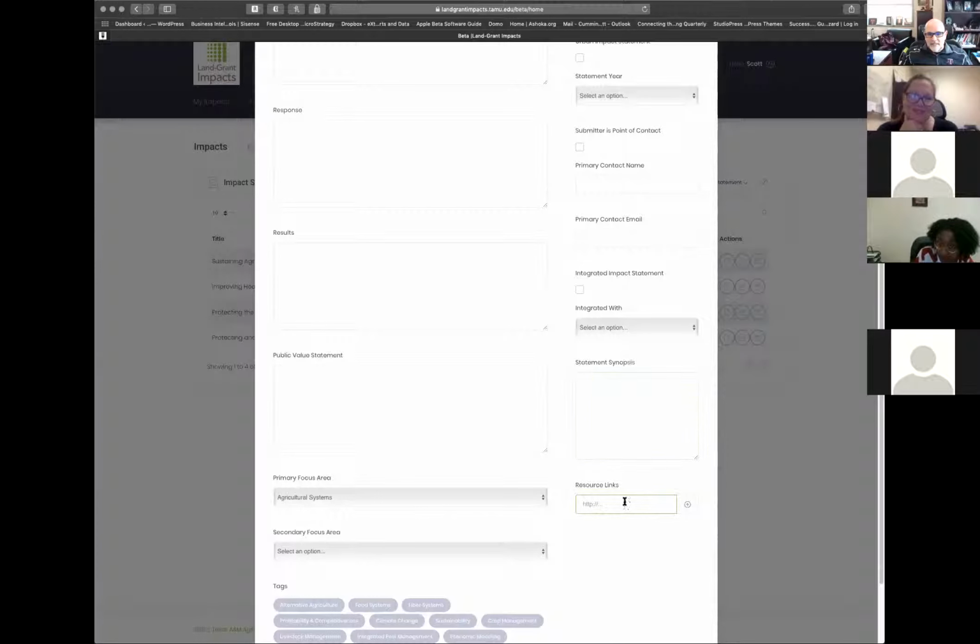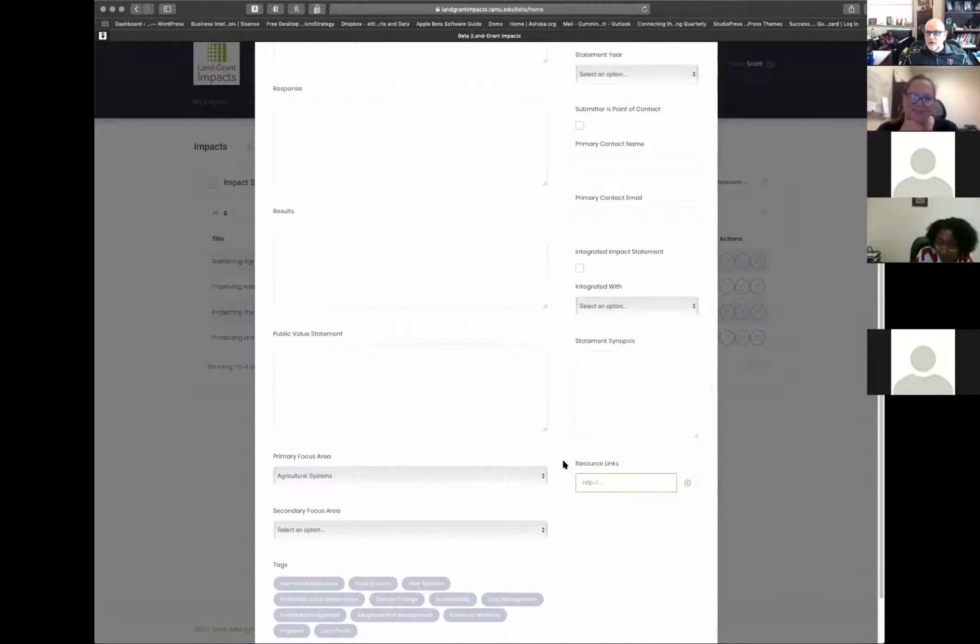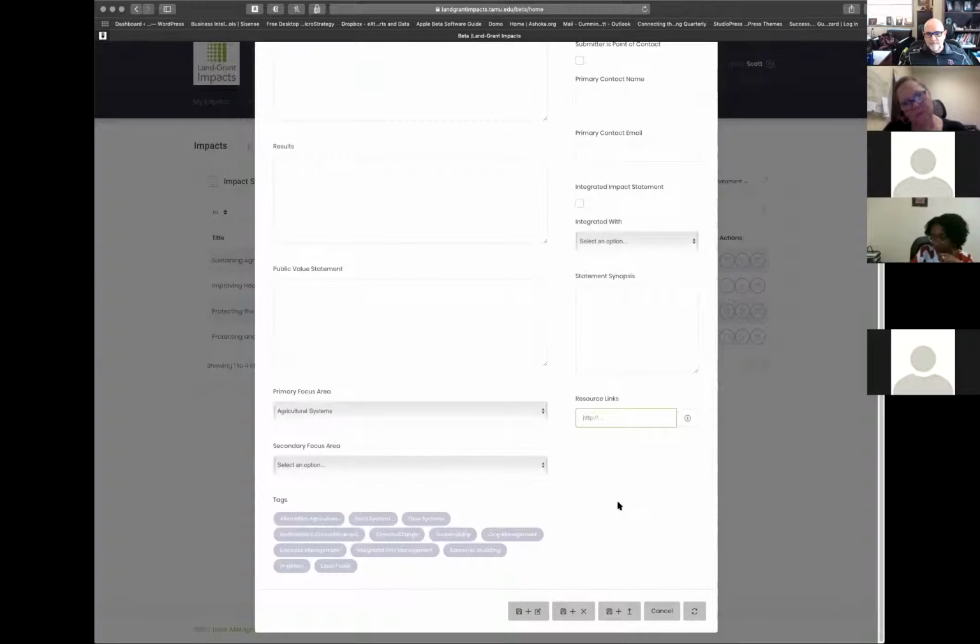And then the last box is for if you have more information. Our statements should be short and sweet, but if you want to send people to a web page that's got more information, you can put that web page in here as a resource link, and you can add more if you have more than one web page.